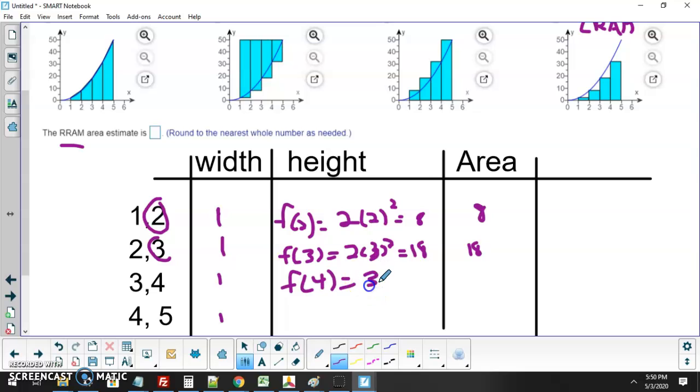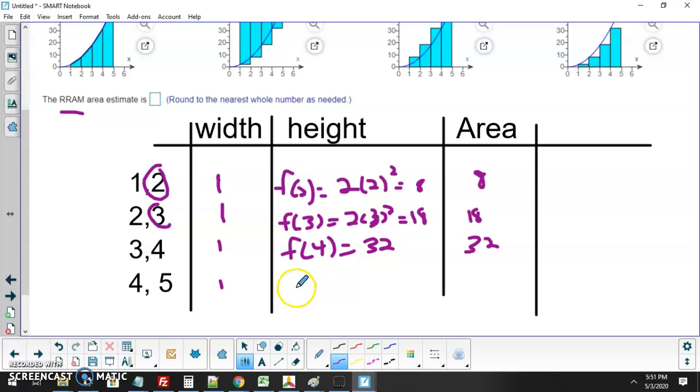16 times 2 is 32. So this rectangle has an area of 32. The last one is f of 5. Notice we use the right coordinate in all of the rectangles, because that gives you the one that's touching the curve. So that makes sense. 25 times 2 is 50. So the area of this rectangle is 50.